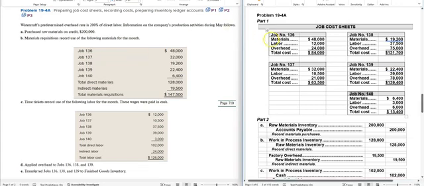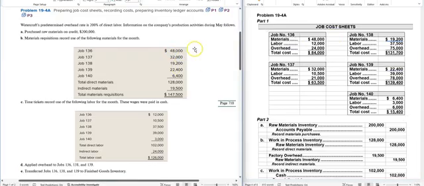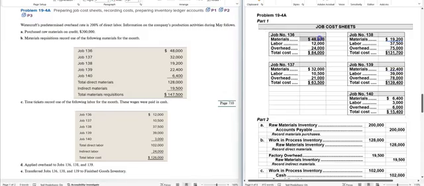The 3 costs incurred to manufacture each of these are materials, labor, and overhead. So I'm going to go back and dig into some of this information, and I can see that materials that were used on jobs 136 through 140 are listed and detailed here. So I'm going to bring these material costs and put them into the job cost sheets: 48,000 for 136, 32,000 for 137, so on and so forth. Okay.